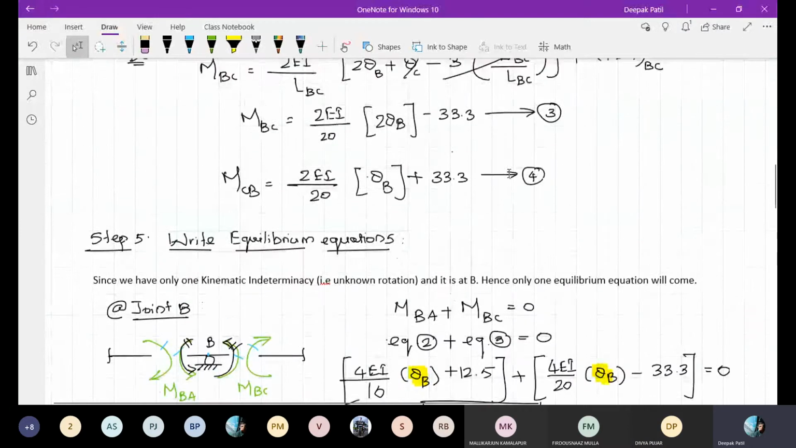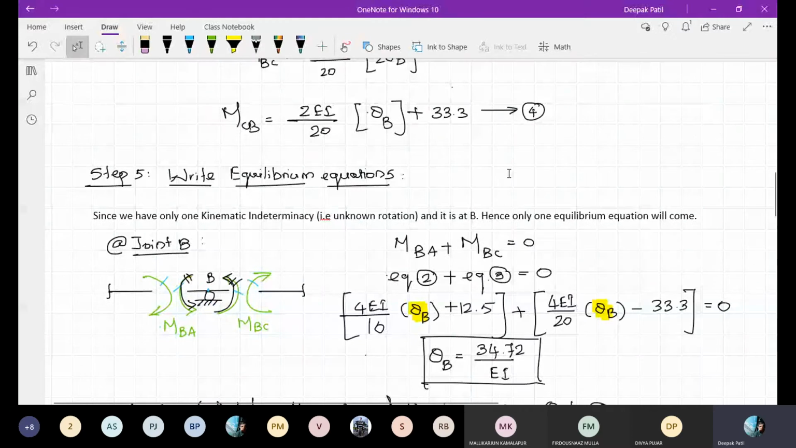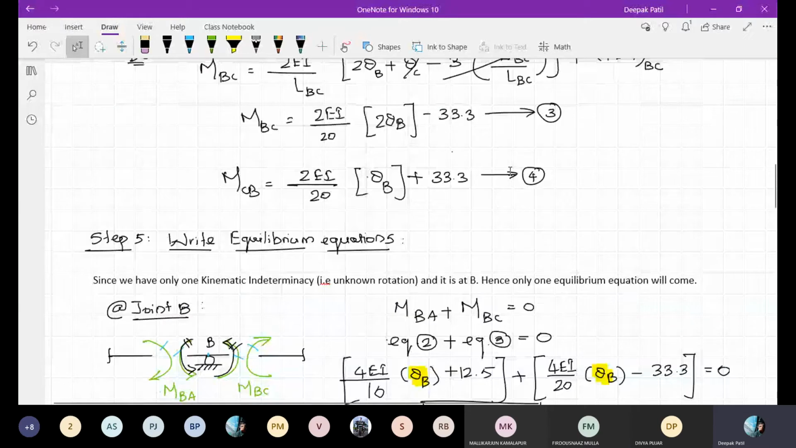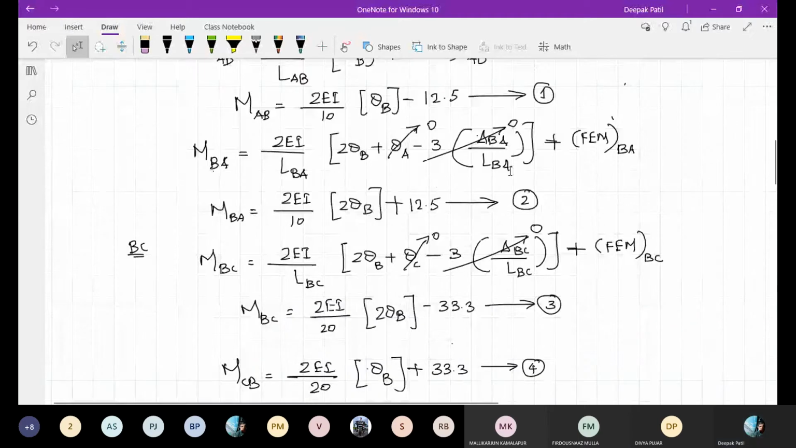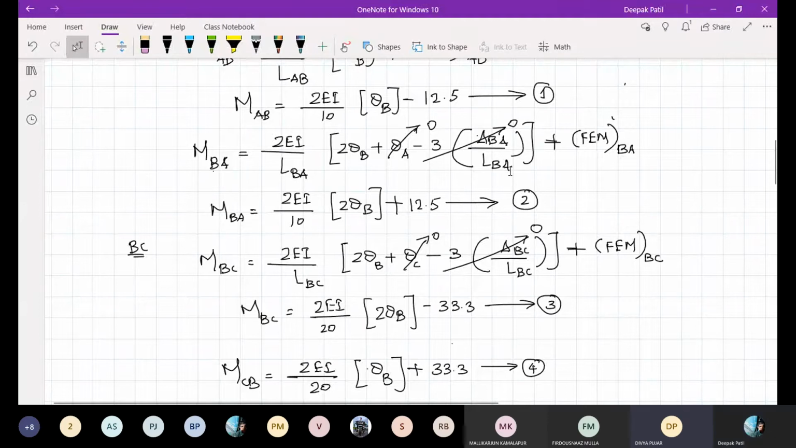Once it is done, theta B you know. Can anybody guess what can be done next? What you have to do next? Substitute theta B. Where do you have to substitute theta B? In the above equation. Correct, but which equations?